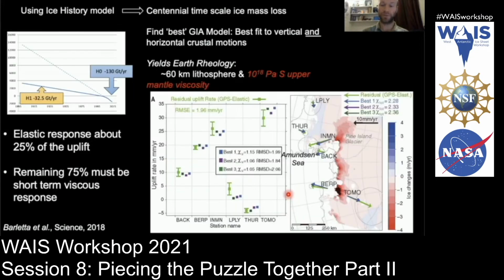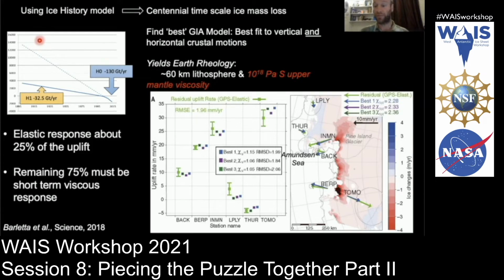An example of this comes from Barletta et al., where they derive the mantle viscosity by GIA modeling, constrained by measured crustal displacement from GPS. Here they needed a well-constrained ice history model to derive a robust Earth model. They used an ice history scenario that was constrained by altimetry and then extrapolated back in time due to a lack of data constraints over this time period.